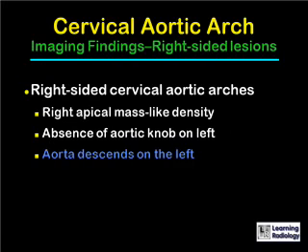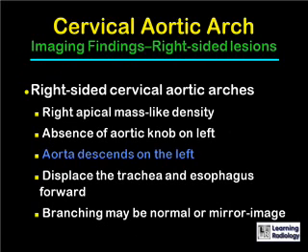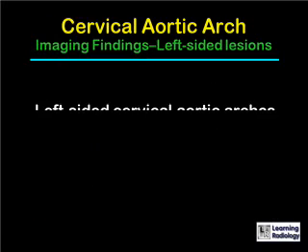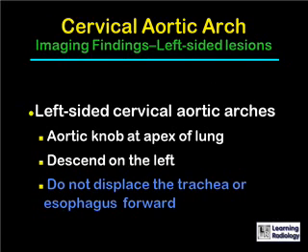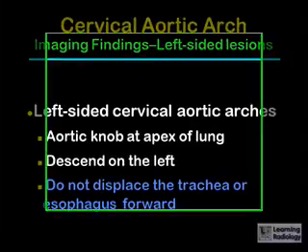Right-sided cervical aortic arches produce an apical mass. There will be absence of the aortic knob on the left. The aorta descends on the left, and there is displacement of the trachea and esophagus forward. Branching can be normal, or it can be mirror image. In left-sided aortic arches, the aortic knob is at the apex of the left lung. These also descend on the left, but they do not displace the trachea or esophagus forward.